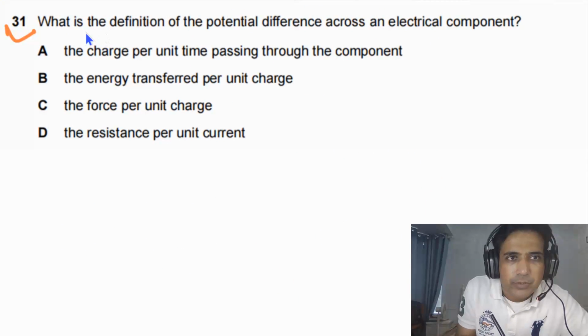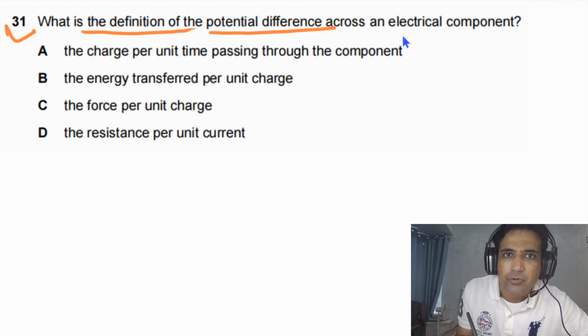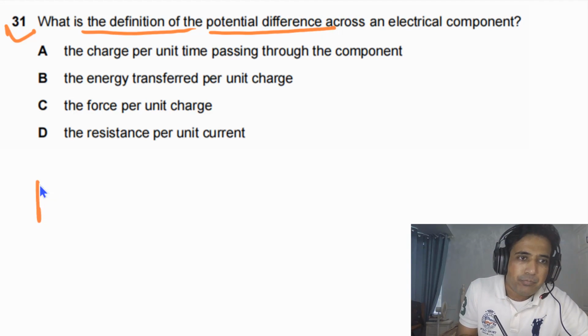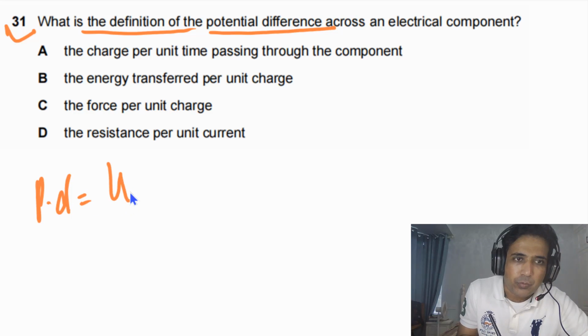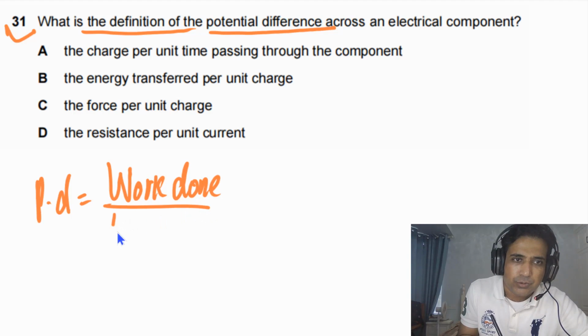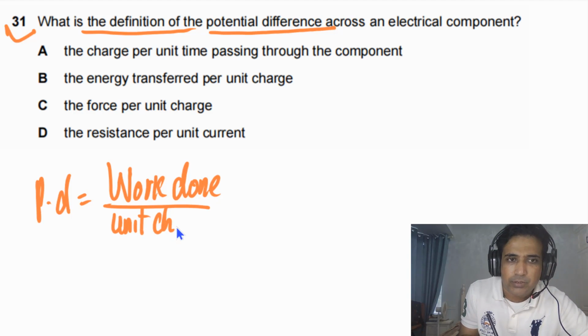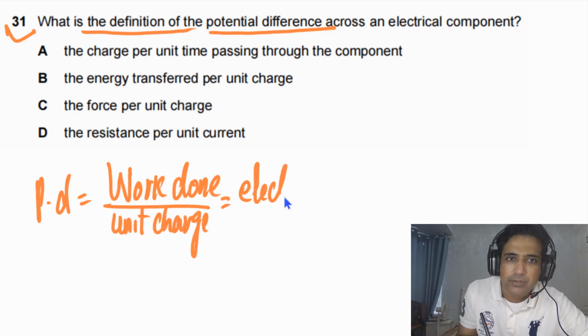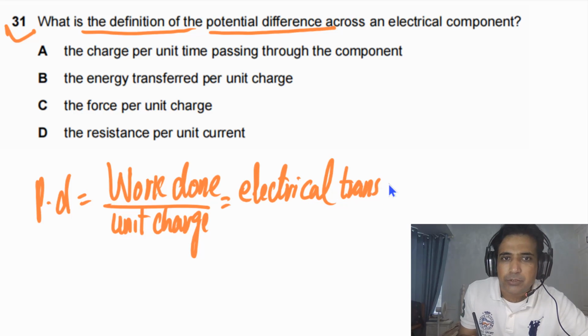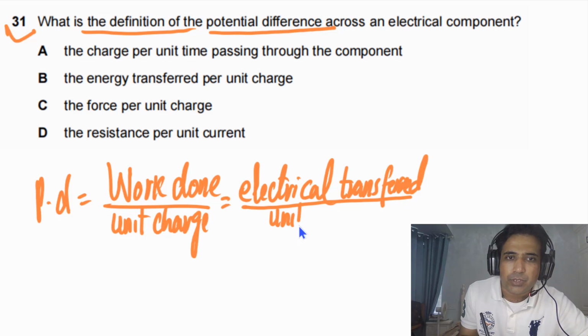Question 31 says, what is the definition of the potential difference across an electrical component? Potential difference simply is equal to the work done per unit charge. Work done per unit charge. So simply we can say work done per unit charge. Or we can say this is the electrical energy transferred into other forms of energy per unit charge. So we can say electrical energy transferred to other forms of energy per unit charge in an electrical component.